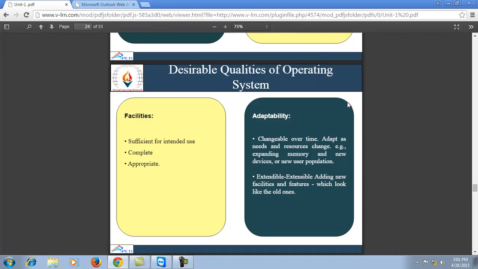Now we are coming to adaptability, which is to easily adapt to new things and easily allow installation of new devices in our system, like changeable over time, adapting as needs and resources change, expanding memory and new devices or new user population. Extendable: adding new facilities and features which look like the old ones, meaning extend or add on some new features to the existing one.